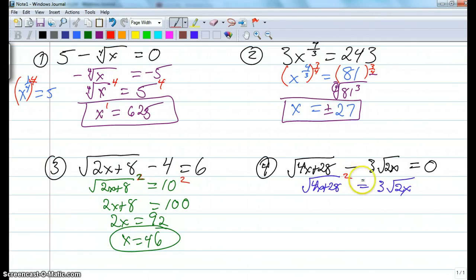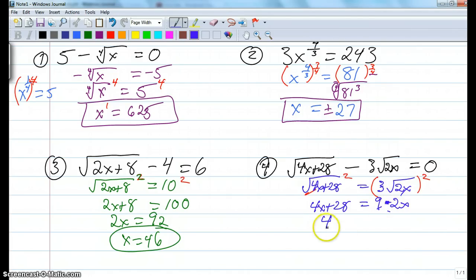So what we're going to do is raise both sides to the second power to get rid of this radical. But here's the thing. We have to raise this entire side to the second power. So this squared undoes this radical. We're left with 4x plus 28 equals, now here's the tricky part, this whole thing is raised to the squared power. This is 9 times 2x. The 3 squared is the 9, and then the squared undoes the radical, and we're left with 9 times 2x.